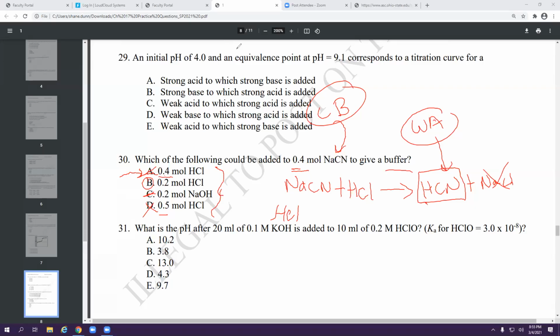So if I add less of the strong acid to my conjugate base, I'll make a little bit of a buffer. That's how you approach that question. Does it kind of make sense now? More than last time? More than before? Okay.